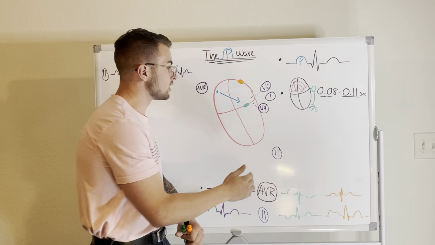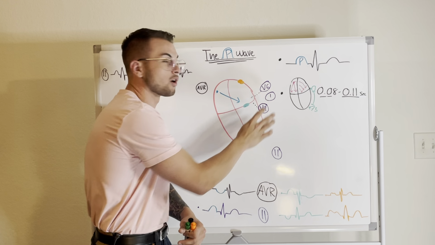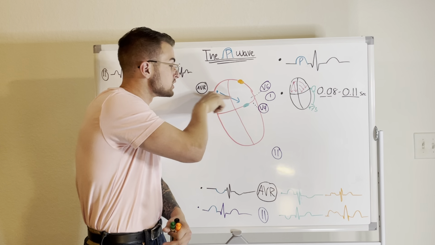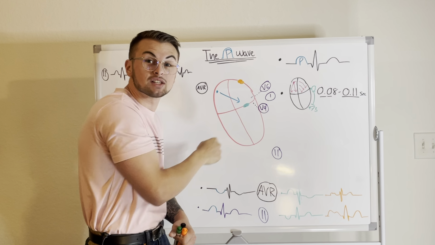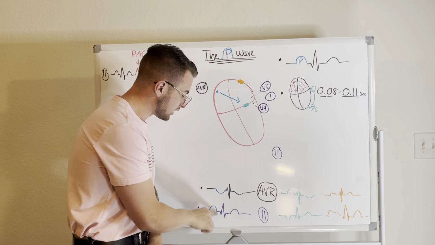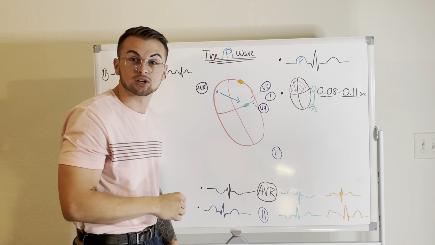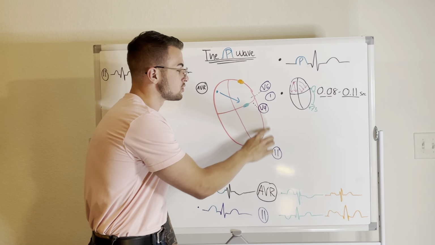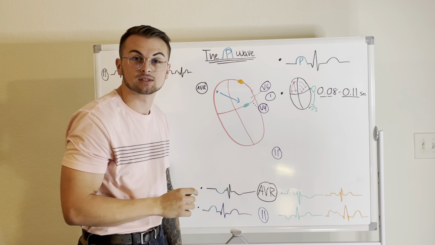Now let's pretend that you are leads 1, 2, V4, and V6. If the pretty positive depolarization vector is heading directly towards you, how will you feel? You will feel happy, and you will have a positive deflection. This is why the P wave is positive in leads 1, 2, V4, and V6.